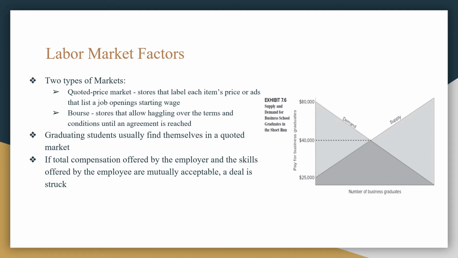If the total compensation offered by the employer and the skills offered by the employee are mutually accepted, a deal is struck. In this model, we can see that supply rises while demand lowers. Supply goes up from 25,000 to 80,000, and demand goes down from 80,000 to 25,000, and the midline would be 40,000. This is where they both meet at one point.